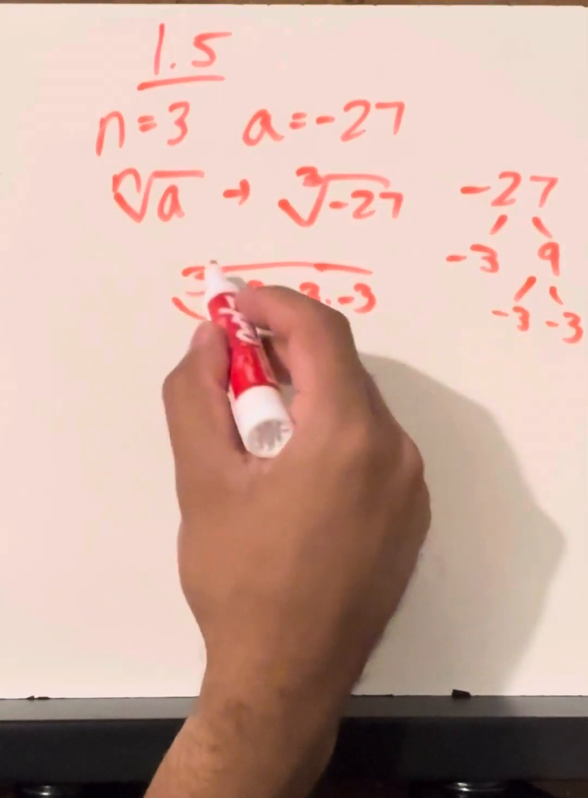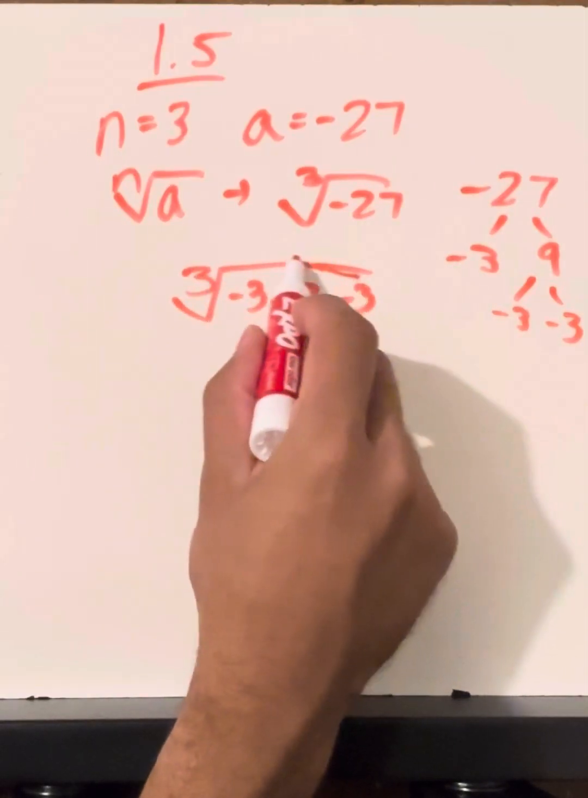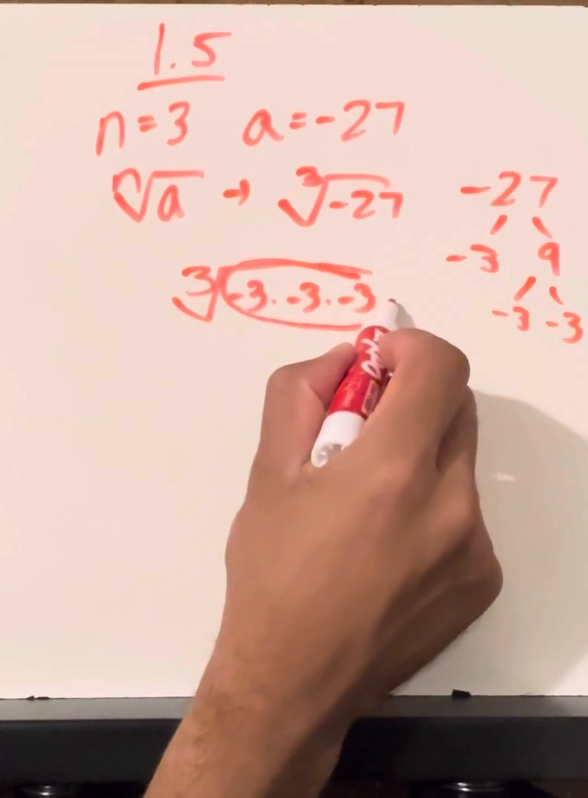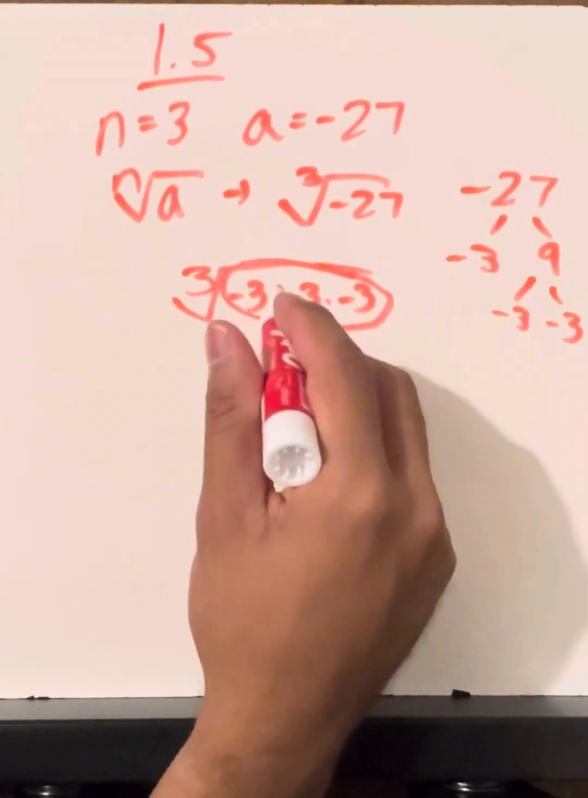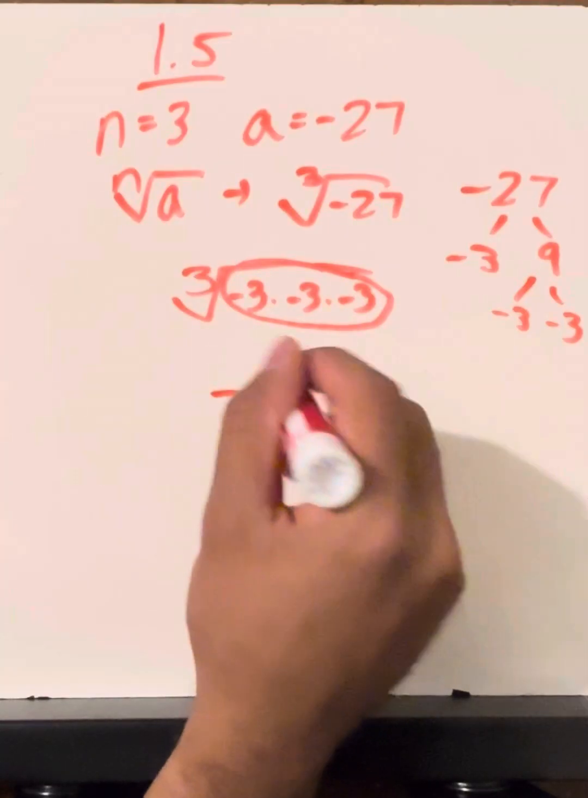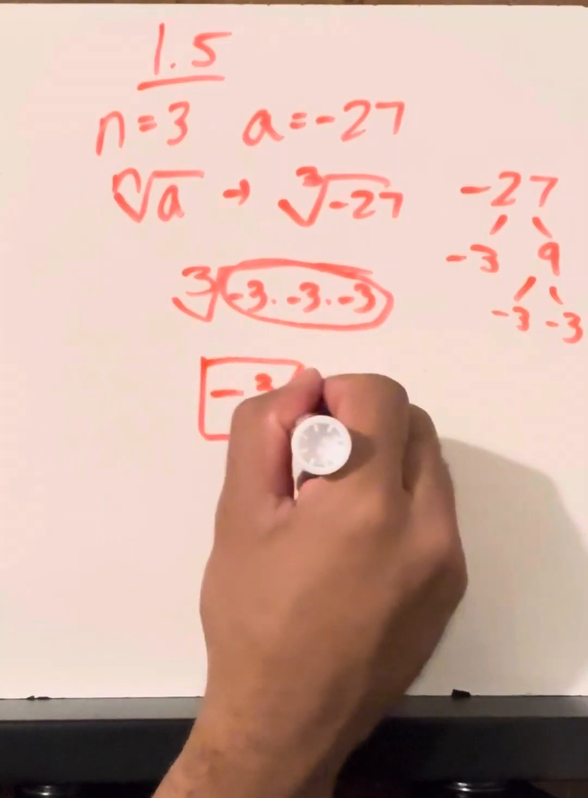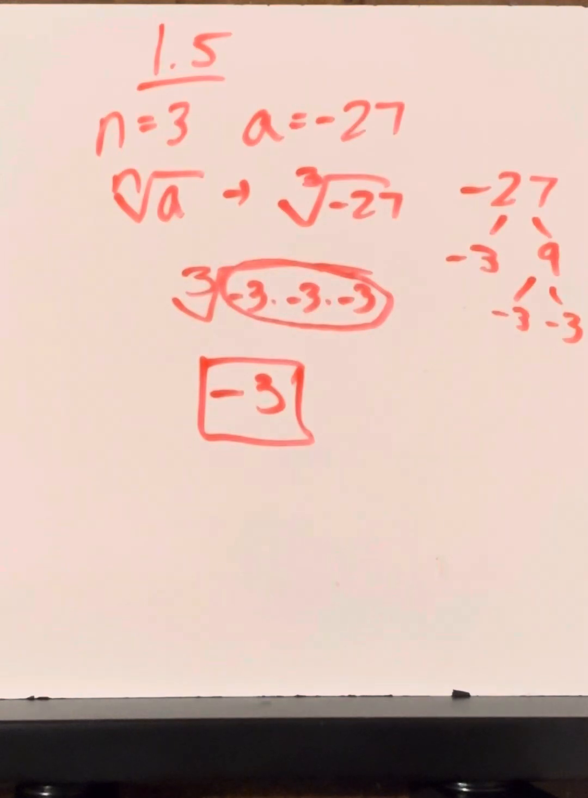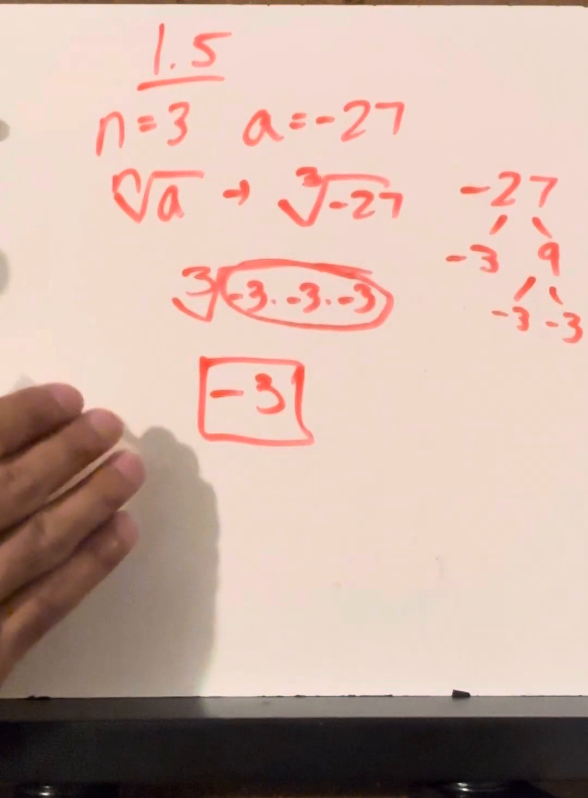The number inside the hook is telling us to circle that many of the same number. So if you have that many of the same number, circle all of them. And for every group that you circle, you can take out the number that is in there. So the answer to this question would be negative 3. All right, let's take a look at the next question.